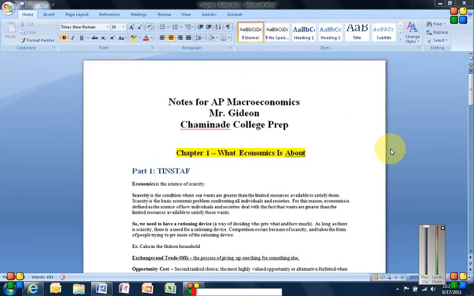Today we're talking about what economics is about. Economics is the science or the study of scarcity. So what's scarcity? Scarcity is the condition where our wants are greater than the limited resources available to satisfy them.